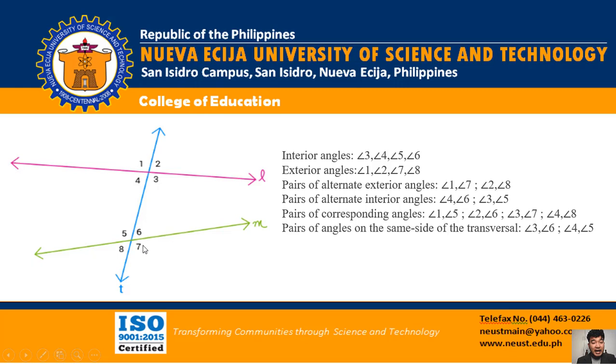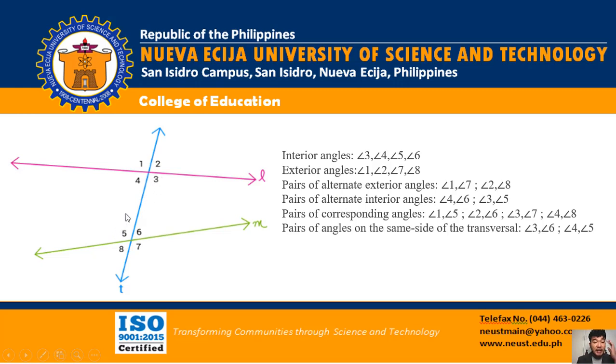As you can see, they are alternate exterior angles, and alternate exterior angles are congruent, meaning if the measurement of angle 1 is 110, angle 7 is also 110. If the measurement of angle 2 is, for example, 45, then the measurement of angle 8 is also 45. Alternate exterior angles are congruent. Next, alternate interior angles. You have 4, 6, then 3, 5.